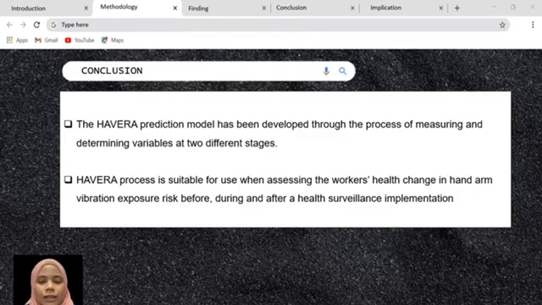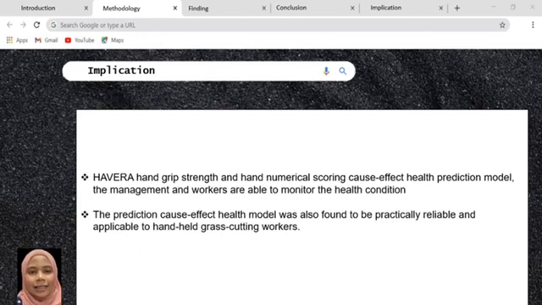surveillance implementation. This has led to a model predicted by and for occupational safety and health practitioners with expert facilities and monitoring. By proposing the HAVERA hand grip strength and hand numerical scoring cause-effect health prediction model, management and workers are able to monitor the health condition during hand-arm vibration hazard.